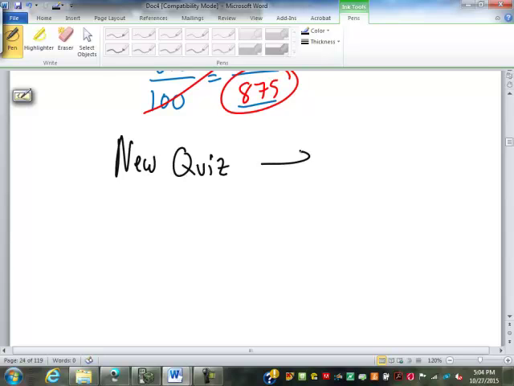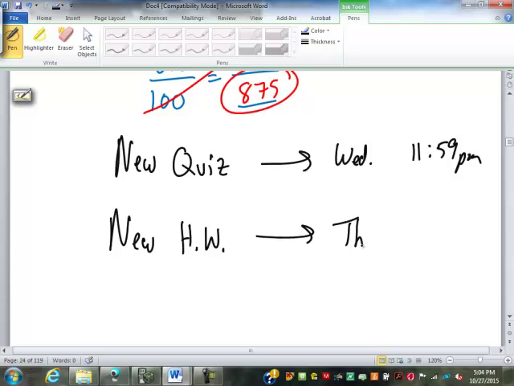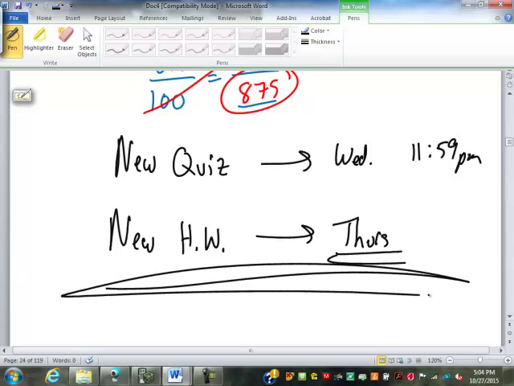There is a new quiz due tomorrow, that is Wednesday, at 11:59 p.m. And there is a new homework due on Thursday at class time. I'll give you guys the last 15 minutes to get started on your homework or work on your quiz if you want to. The computer lab next door is open and ready to go.